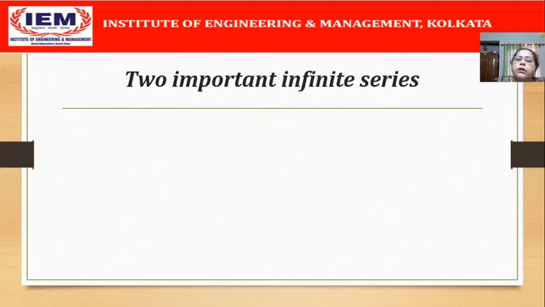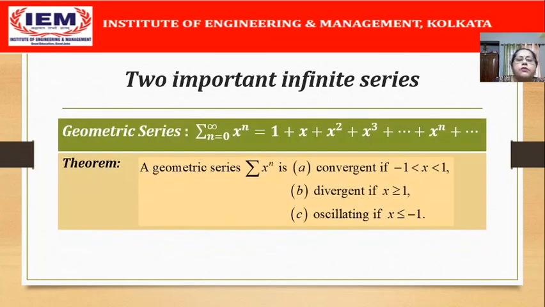Let us now look into two very important infinite series which will be very useful in our subsequent discussions. The first one here is the geometric series, summation n equal to 0 to infinity x to the power n, that is 1 plus x plus x square plus x cube. The general term is of course x^n, and so on. And now we have a very important result which tells when this series will be convergent, divergent or oscillatory.